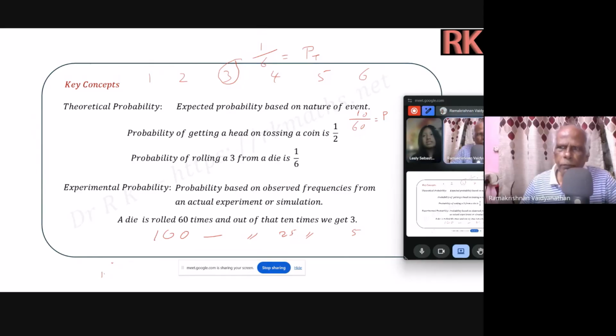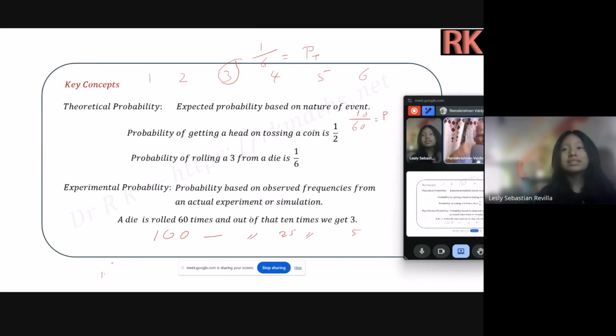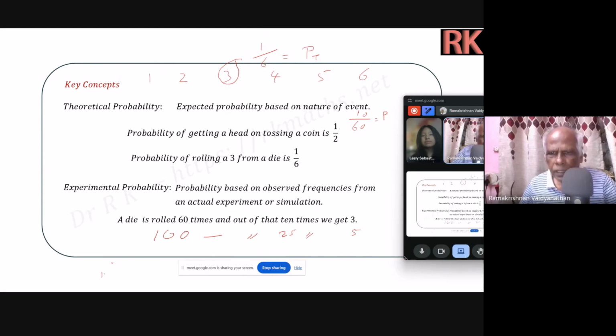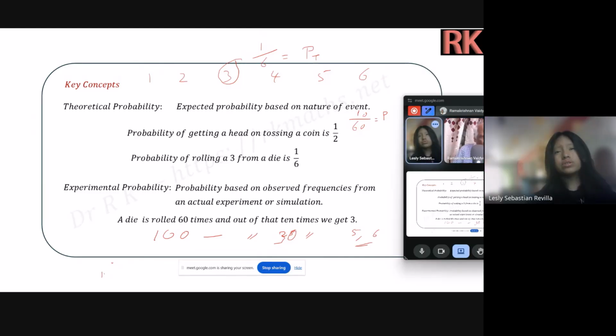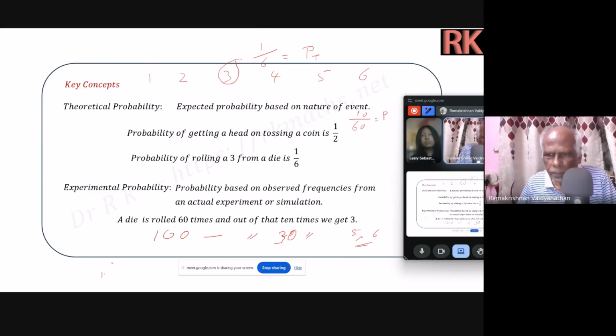25 by 100, 1 by 4. Okay. Now, out of 100 times, I am getting 30 times, either 5 or 6. What is the probability of getting 5 or 6 experimentally? How many times did I get 5 or 6? 30. Yes or no? Yes. Therefore, 30 by 100. The probability of getting either 5 or 6 is 30 by 100.